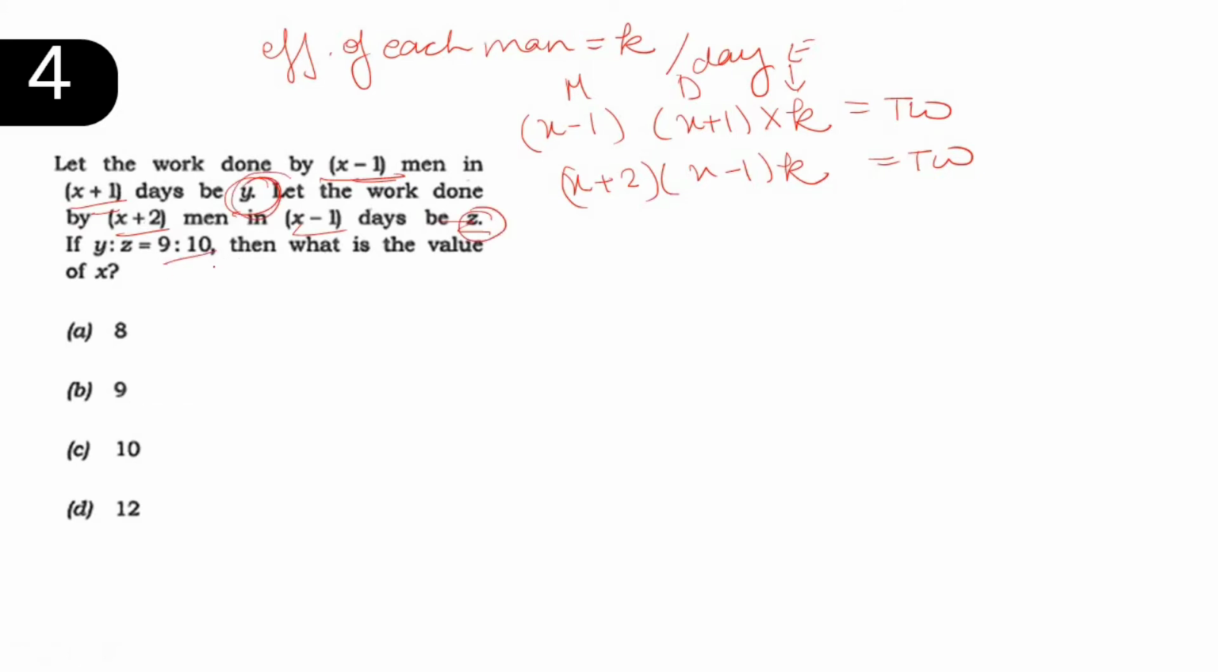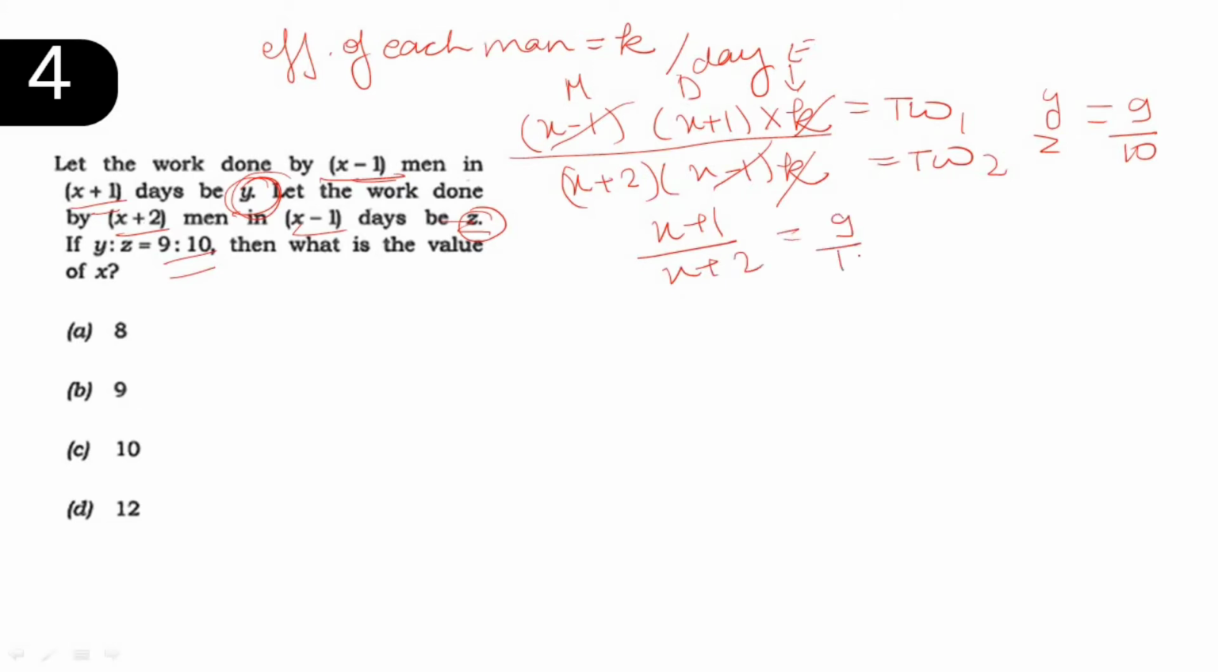And the ratio of y to z is 9 is to 10. So the ratio of the total work by the first set and the total work by the second set, denoted as y and z, is given as 9 is to 10. So we can write the ratio of this both is equal to 9 upon 10. So this part gets cancelled. What is left with us? x plus 1 upon x plus 2 is equal to 9 upon 10. 10x plus 10 is equal to 9x plus 18. x is equal to 8. So option 1 is right.